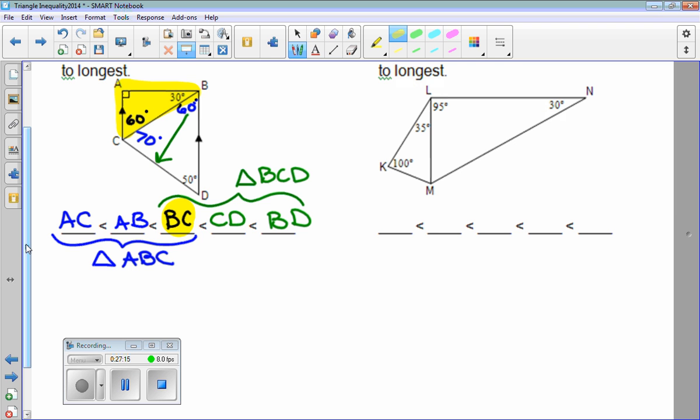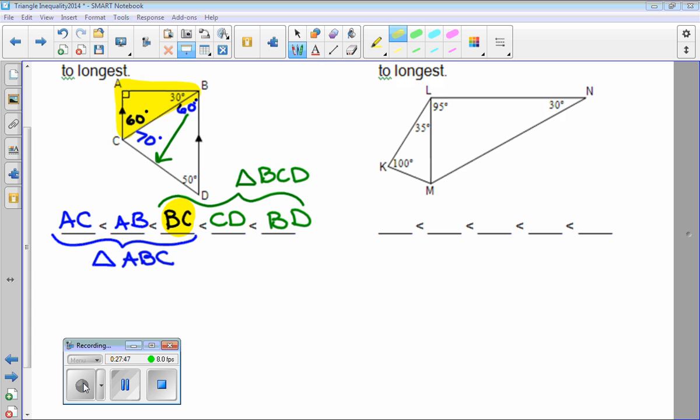You should label these notes, by the way, triangle inequality. So you have for your notebook, today's date is, gosh, 13th, right? No, 12th. It was Veterans Day. So triangle inequality, and then today's date is 12th. So go ahead and put this one into your notes and let's see if we can order these, again, from shortest to longest.